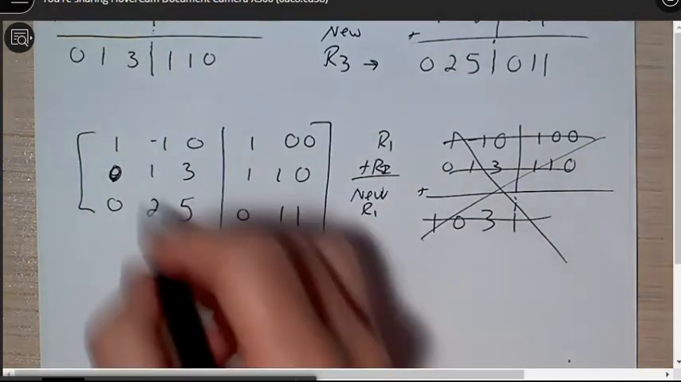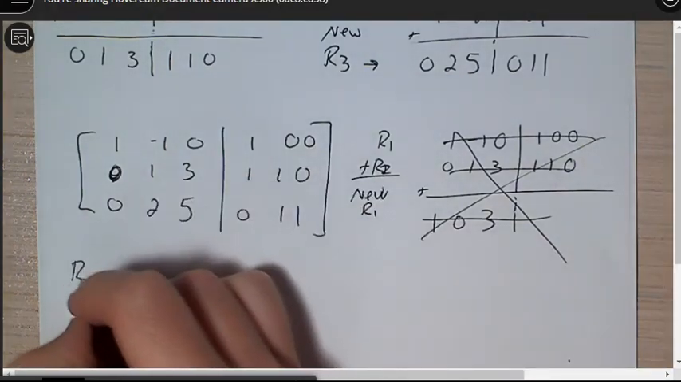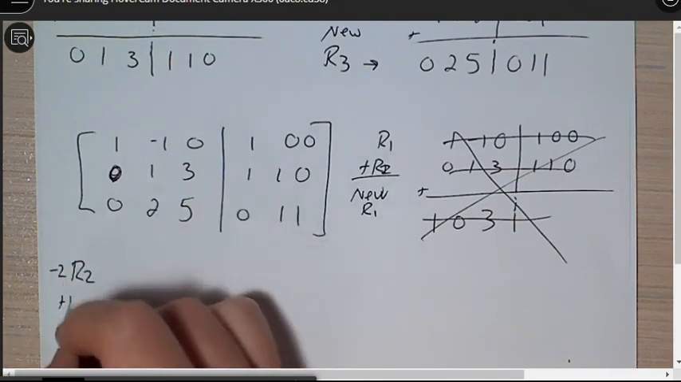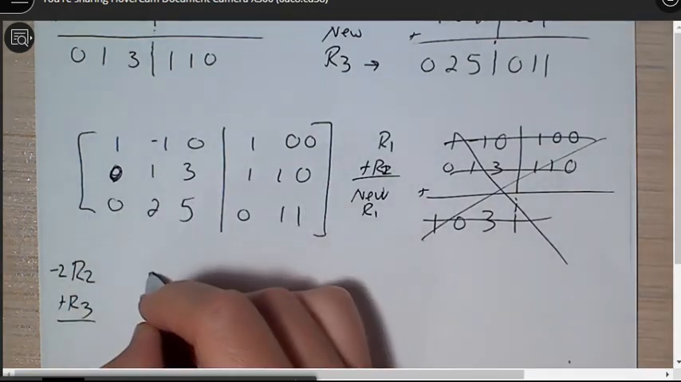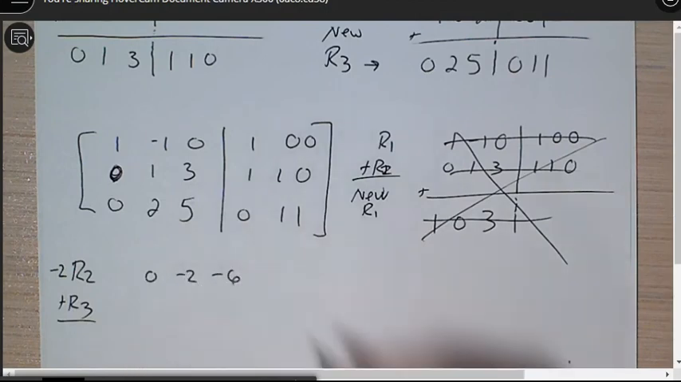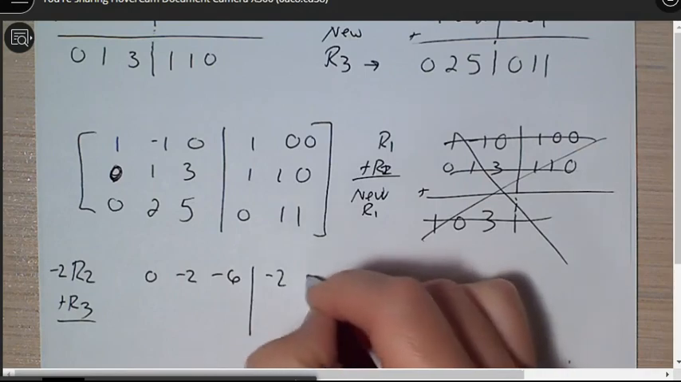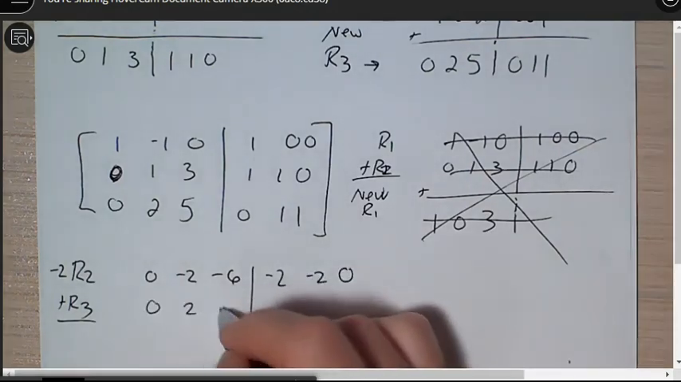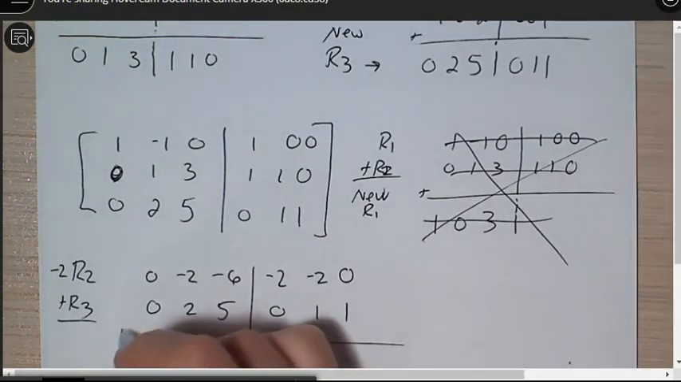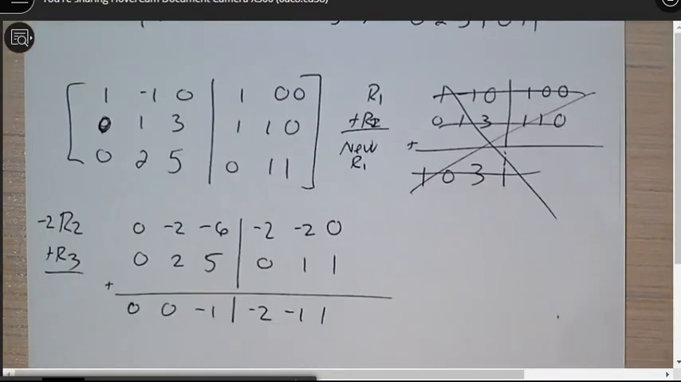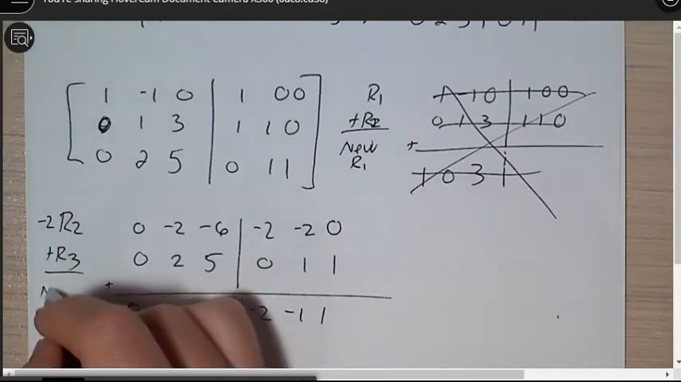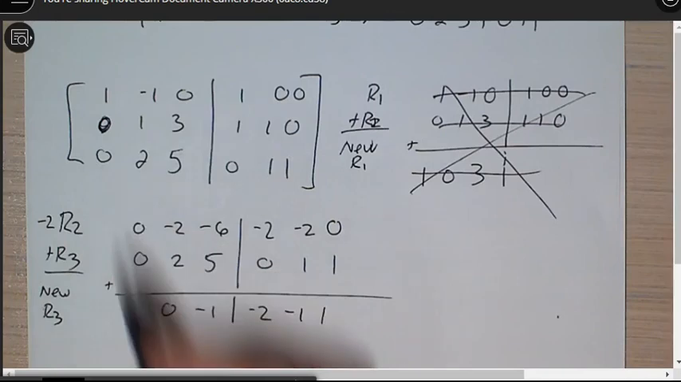So we're going to take row 2, multiply it by -2, and we're going to add that to row 3. So multiply everything here by -2. That is 0, -2, -6, -2, -2, 0. I'm going to add that to row 3. Okay, so that is 0, 0, -1, -2, -1, 1. All right, again, that would be our new row 3 because now we'll have the 2 zeros here.